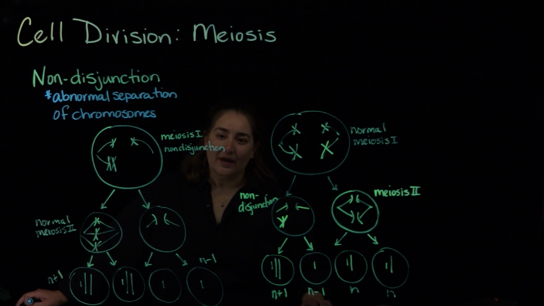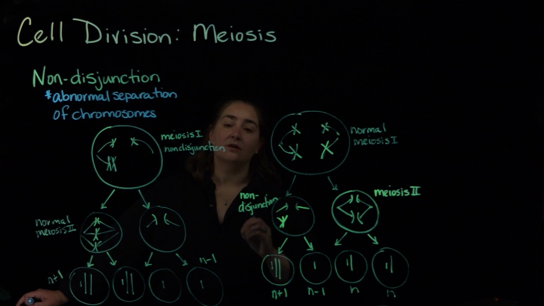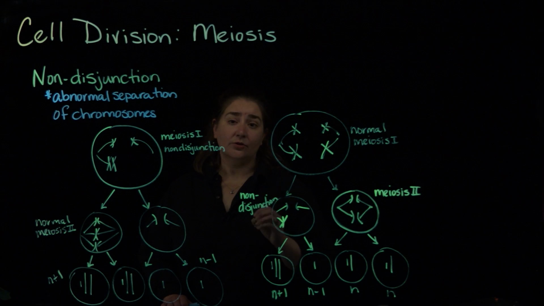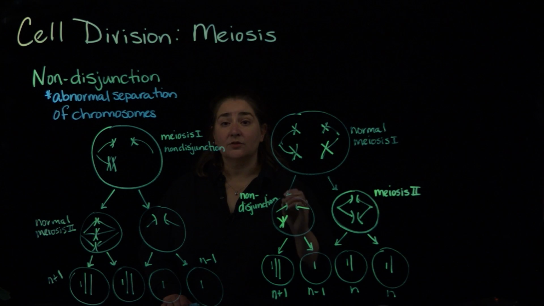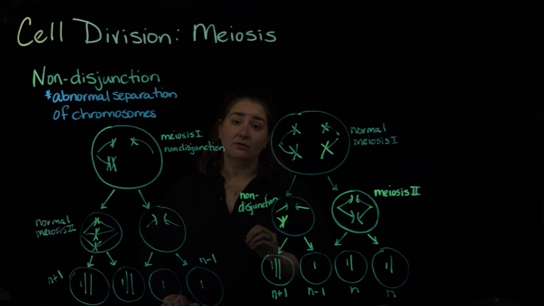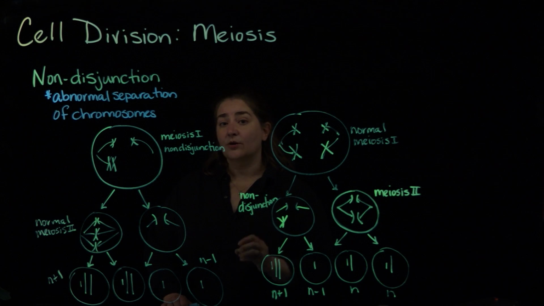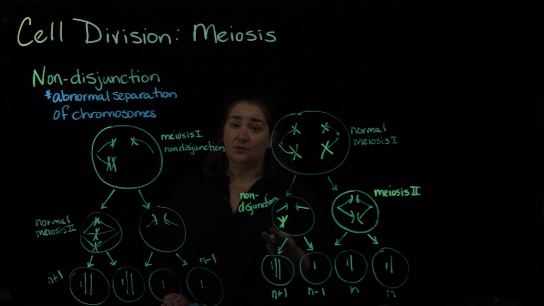Hello and welcome back. In this video we're going to talk a little bit about some of the things that can go wrong during meiosis. When something goes wrong in meiosis, you either end up with a cell that has too much genetic material or a cell that's missing genetic material. Either way can be detrimental to the organism, so it's really important that meiosis occurs properly.